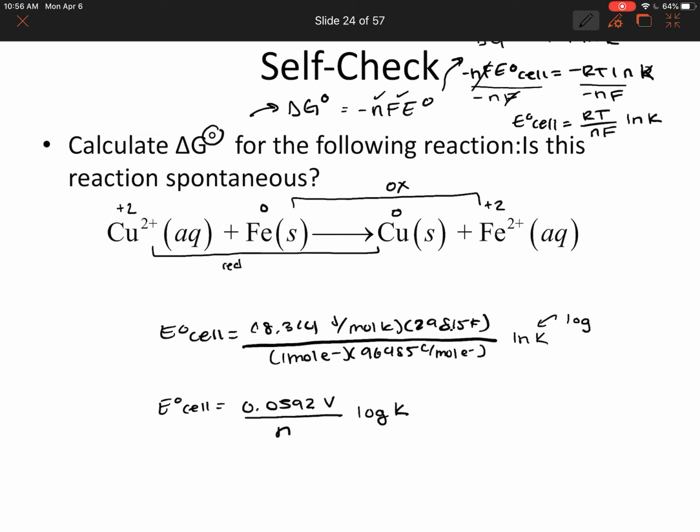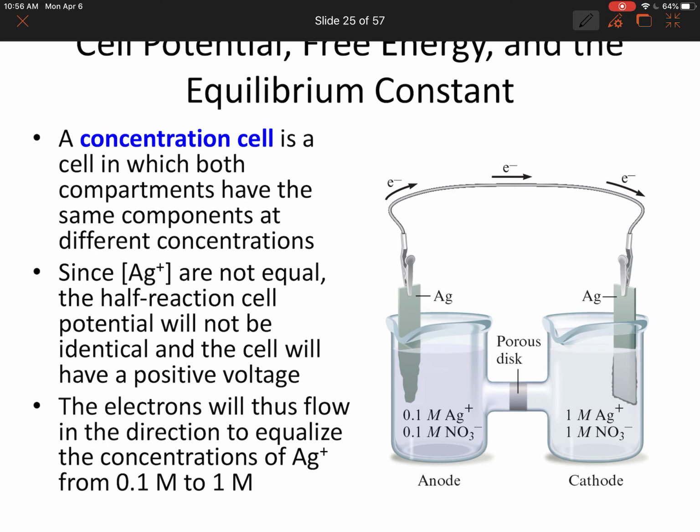So take a moment for your engagement question to calculate the standard free energy change for the reaction at 25 degrees Celsius. Refer to the list of standard reduction potentials and submit this question at the end of the day.